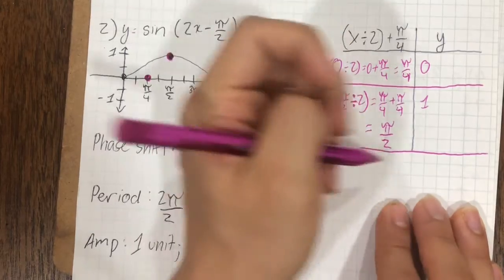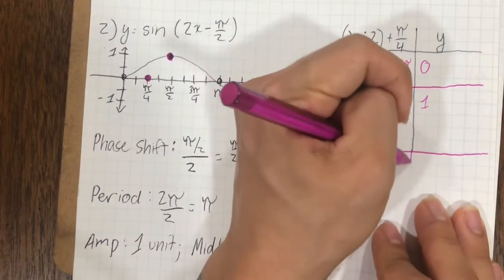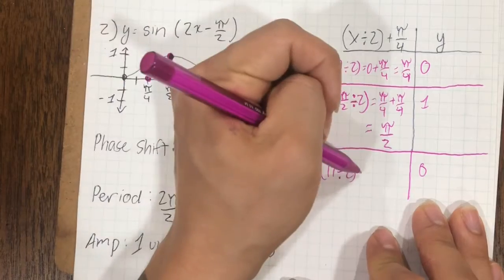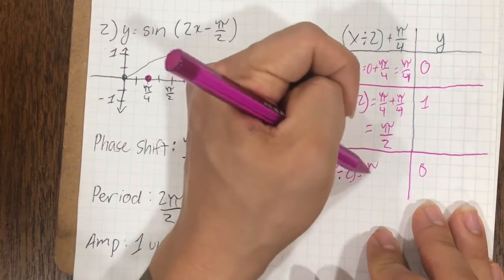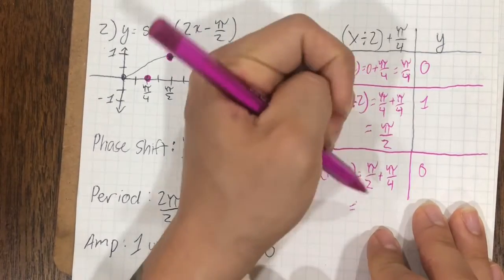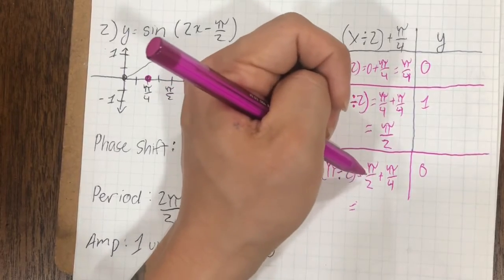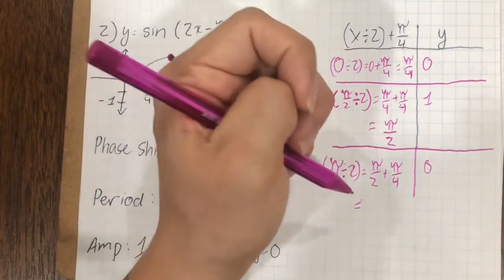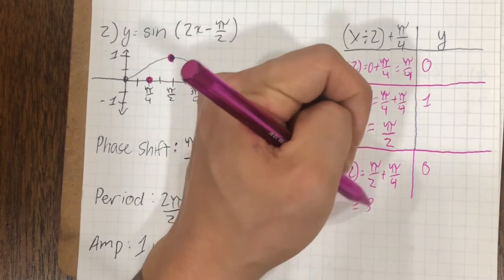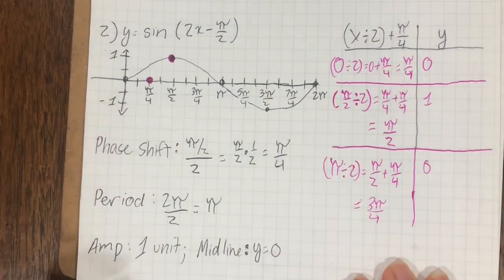So moving on, we have pi, 0. So I'm going to take pi divided by 2. That becomes pi over 2. Add that to pi over 4. So I need to make the denominators the same. So I'm going to multiply these two by 2 over 2. So then I get 2 pi over 4. So 2 pi plus pi is 3 pi over 4. So we have 3 pi over 4, 0.